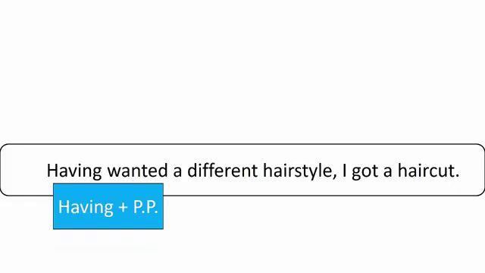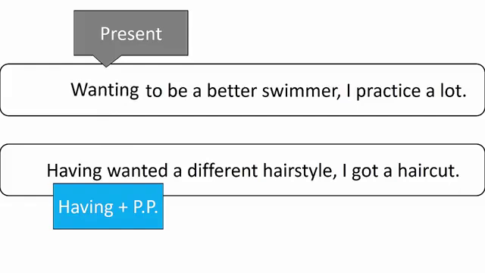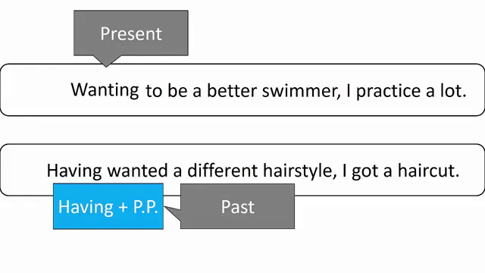Now, let's look at our present tense sentence. Again, we must delete because and the subject. But since this action is not in the past, we cannot add having. So, we will just change the verb to the ing form. You can see the difference between a reduction with because in the present and a reduction with because in the past.